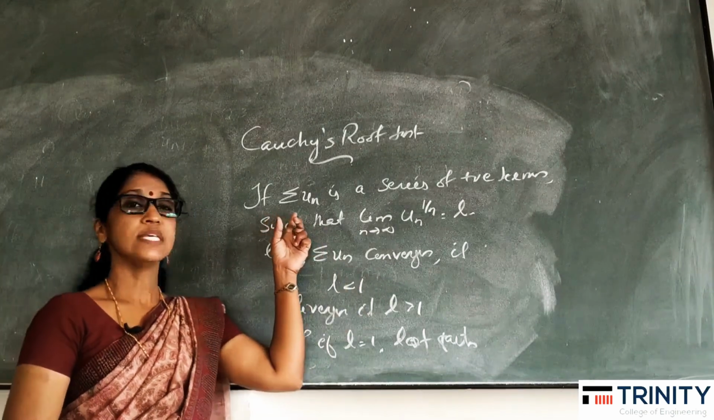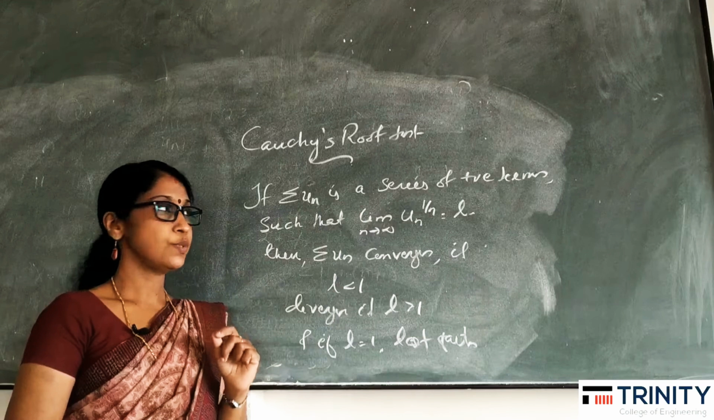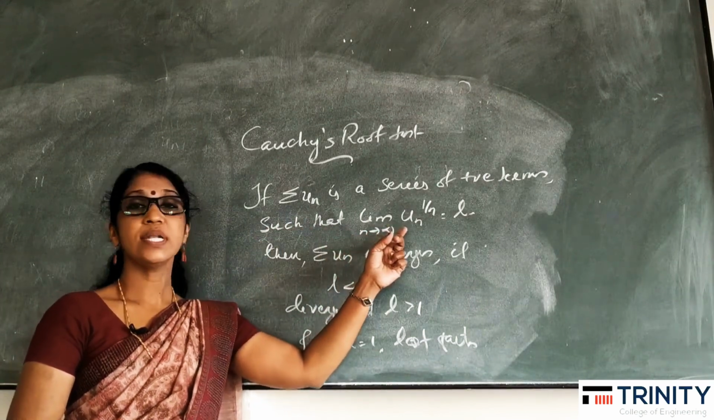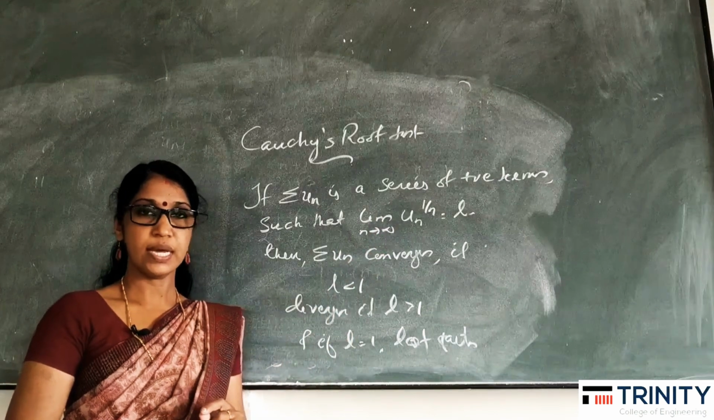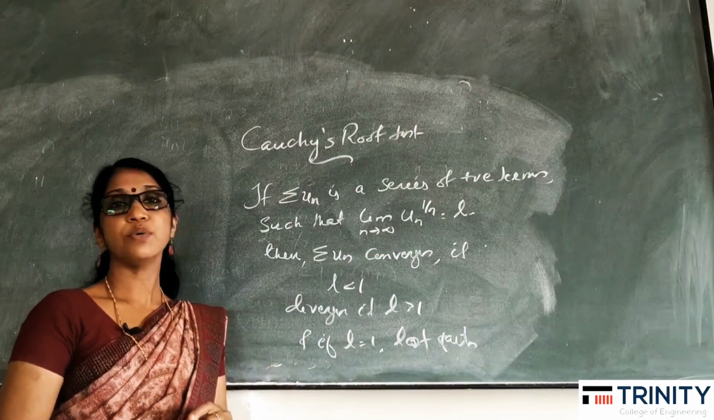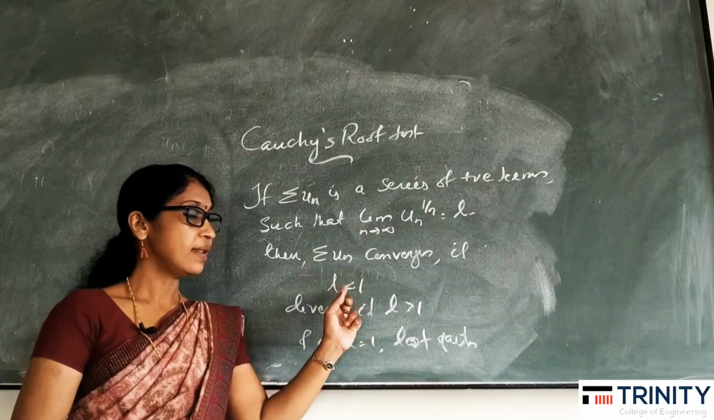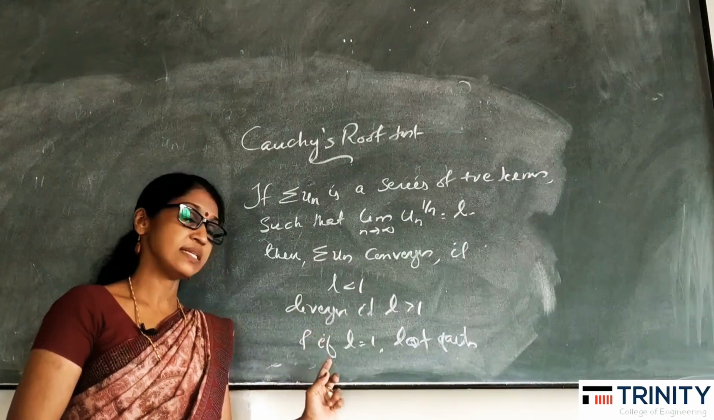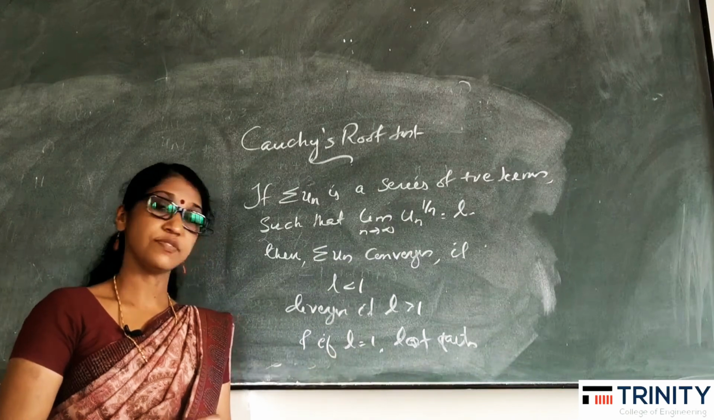Look at this. If sigma un is a series of positive terms such that limit n tends to infinity un raised to 1 by n is equal to L, then the series sigma un converges if L is less than 1, diverges if L is greater than 1, and if L is equal to 1, the test fails.